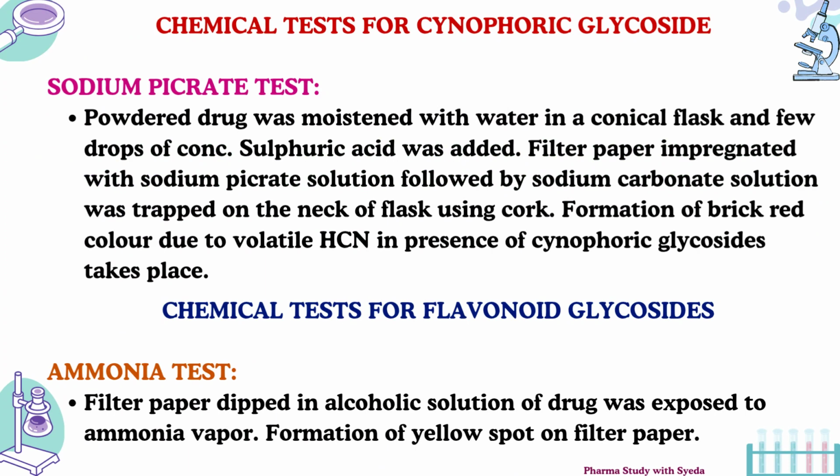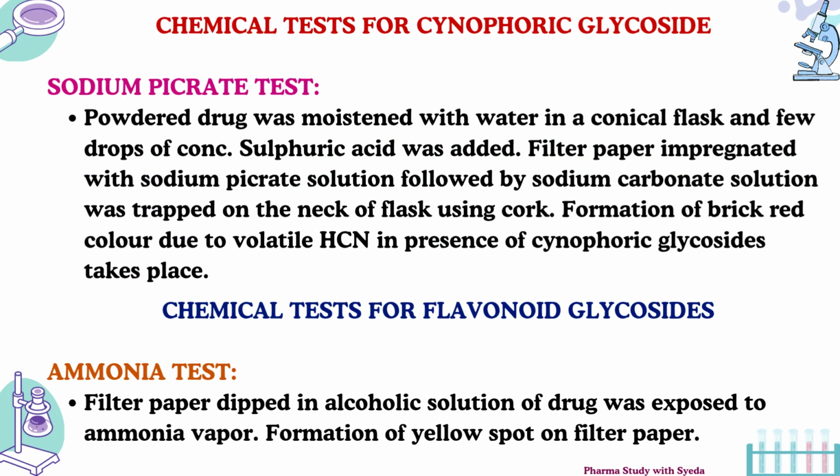Chemical tests for cyanogenic glycoside. Sodium picrate test. Powdered drug was moistened with water in a conical flask and few drops of concentrated sulfuric acid was added. Filter paper impregnated with sodium picrate solution followed by sodium carbonate solution was trapped on the neck of flask using cork. Formation of brick red color due to volatile hydrogen cyanide in presence of cyanogenic glycosides takes place.